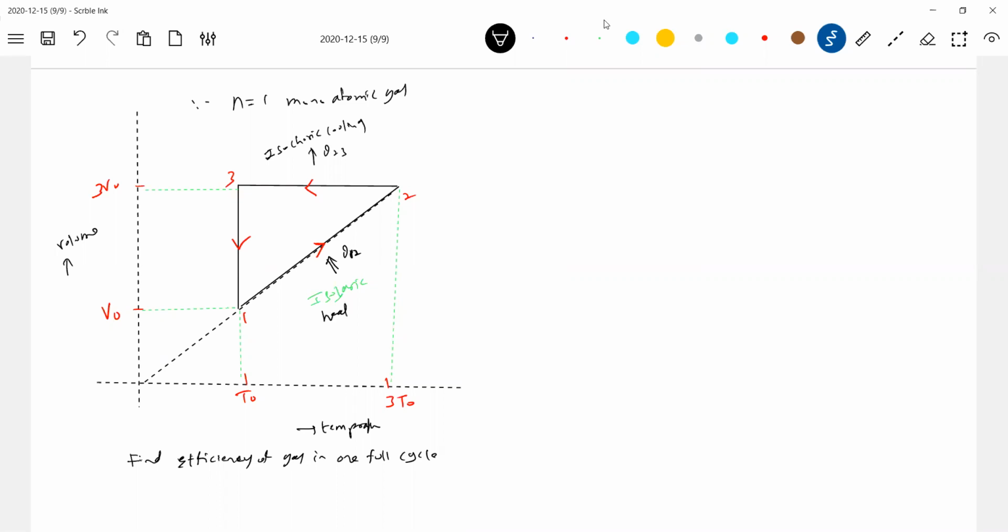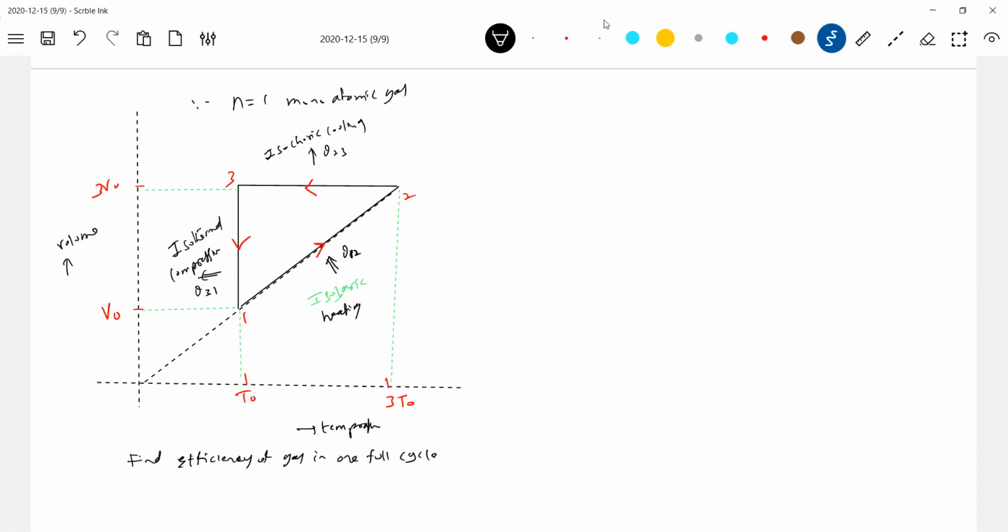3, 1 is isothermal compression. It will be rejected. Okay, now let's see what we can do here.